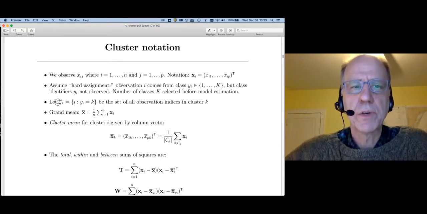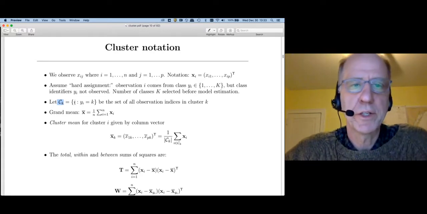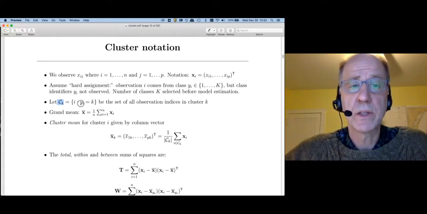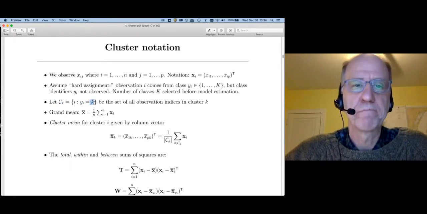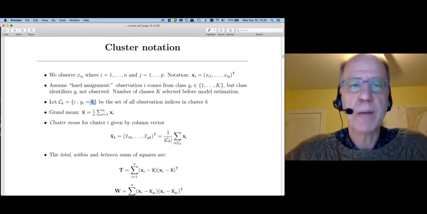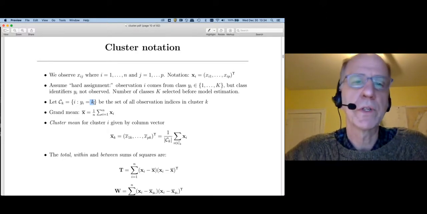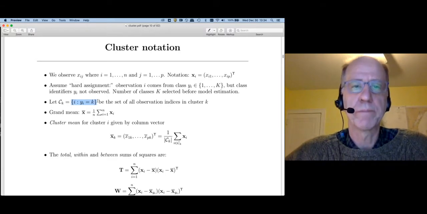I'm going to let script c sub k denote the indices for all members of group k. You can write this in set notation as the set of all i such that this group identifier is equal to some little k. So for example, if I had n equal to 100 observations, maybe observations 2, 4, 7, 19, 32, and 52 belong to cluster 3. Then this set would be the observation numbers that I just mentioned to you.